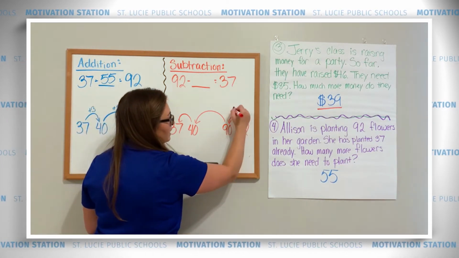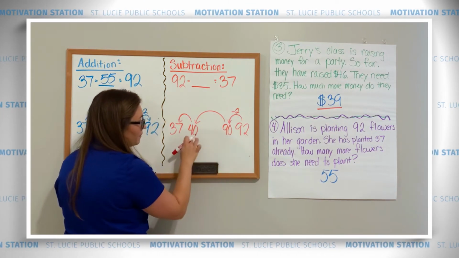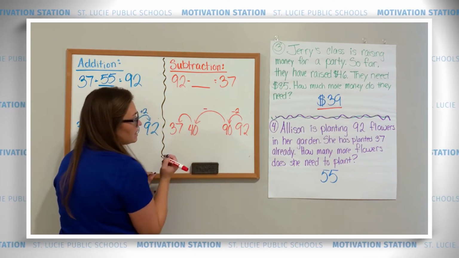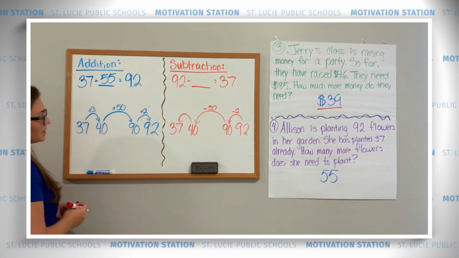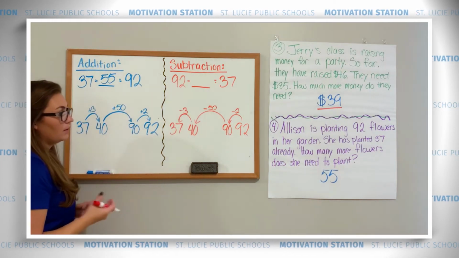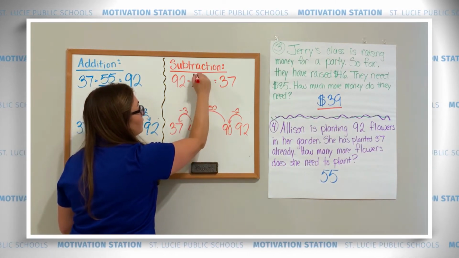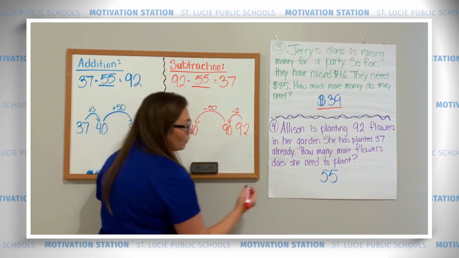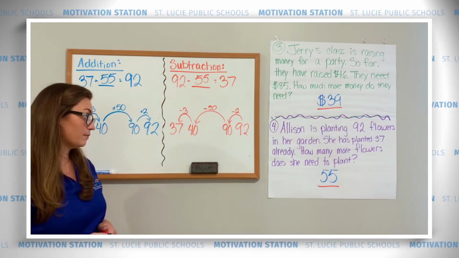92 to 90 is minus 2. To get from 90 to 40, I'm subtracting 50. And from 40 to 37, I'm subtracting 3. Add them together, 3 plus 2 is 5, plus 50 is 55. We've confirmed that she needs 55 more flowers.